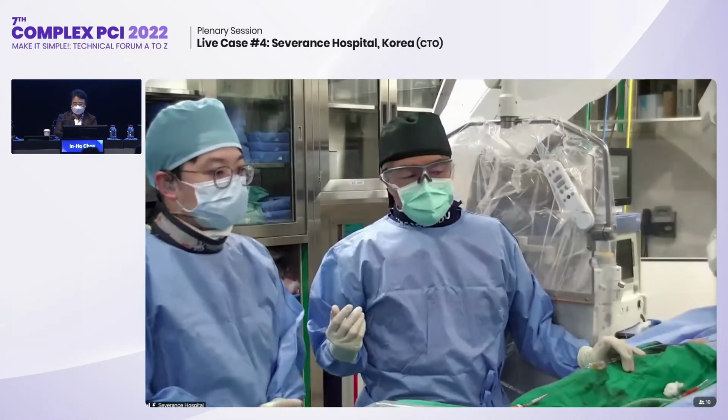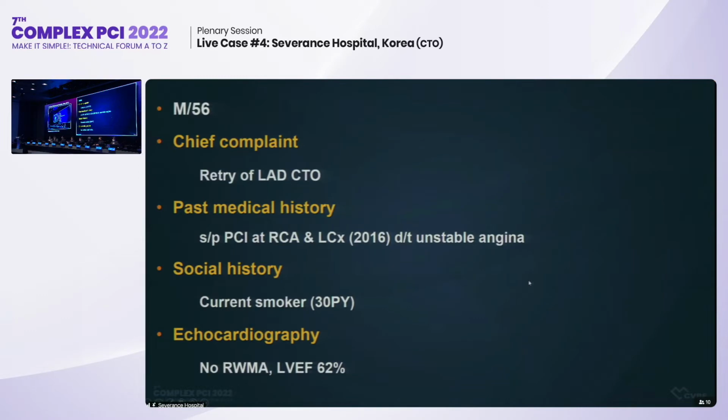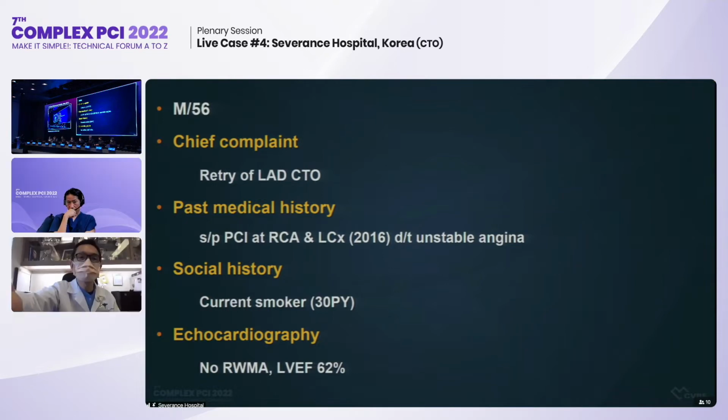Could you explain today's case, Professor Lee? This 56-year-old male patient was admitted for the reattempt of a failed previous LAD CTO. He underwent PCI for his right coronary and circumflex 6 years ago. He is a current smoker, and in echocardiography, his cardiac function is well preserved.